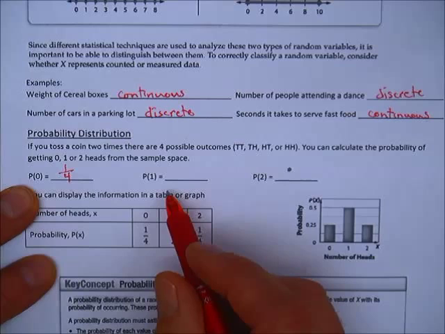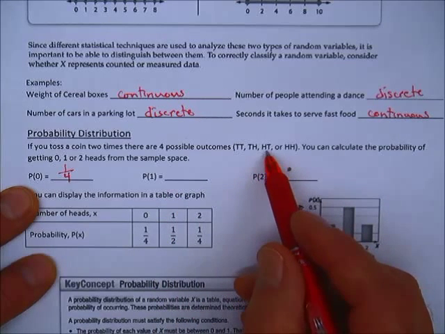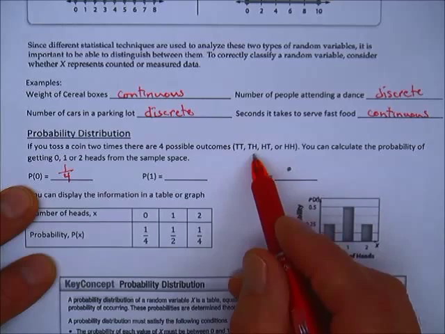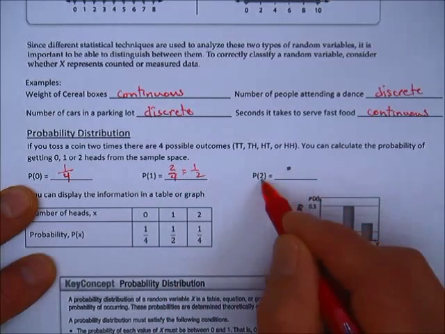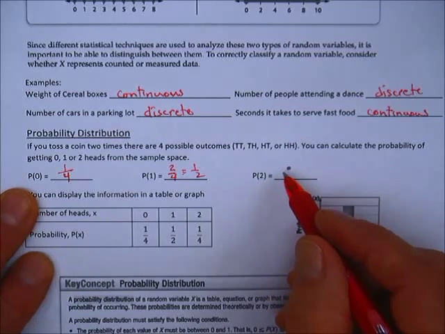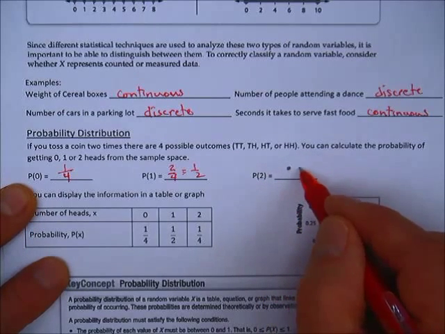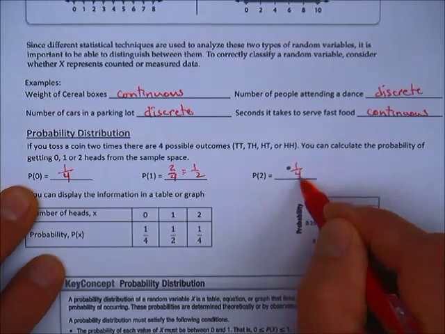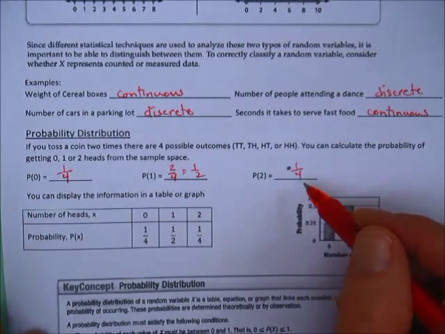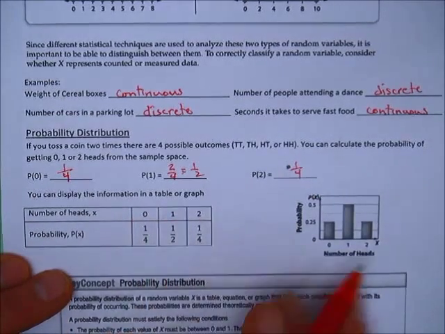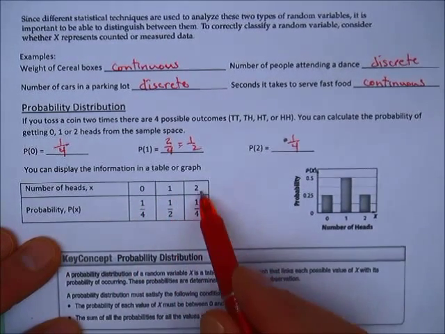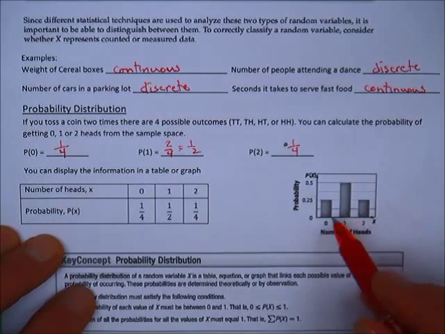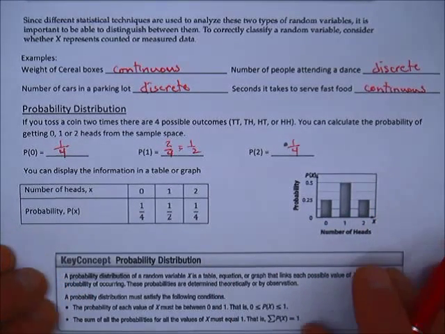Probability of getting 1 head is there's two of them where you have just a head. That'd be heads, tails, and tails, heads. So that'd be 2 out of 4, which is 1/2. And the probability of getting 2 heads is also 1 out of 4. Okay, so you can display the information on a graph or a table. Number of heads, 0, we have 1/4, 1 head, 1/2, and 2 heads, 1/4. And then we could look at the graph here as a histogram or a bar graph.